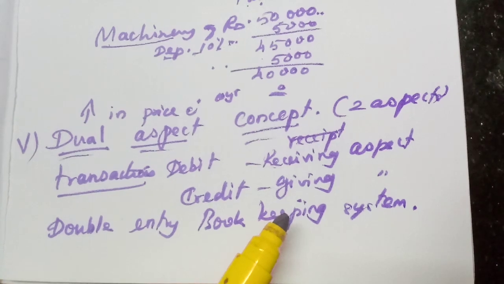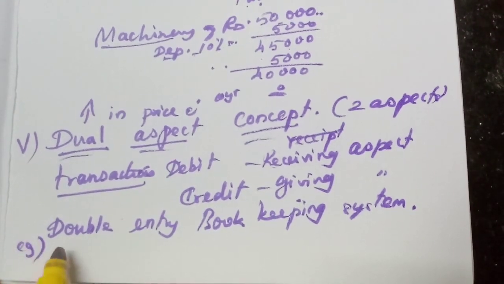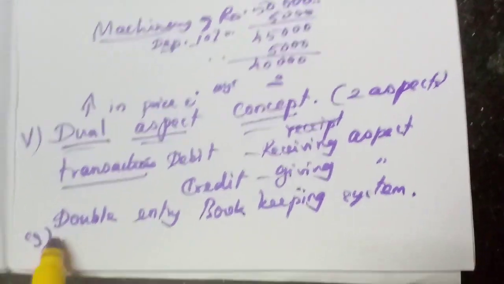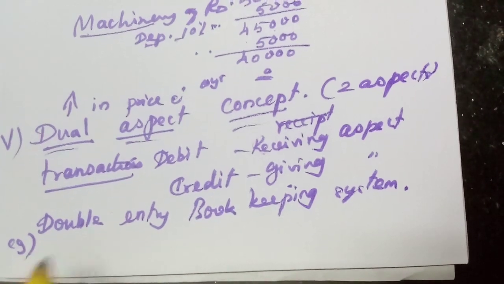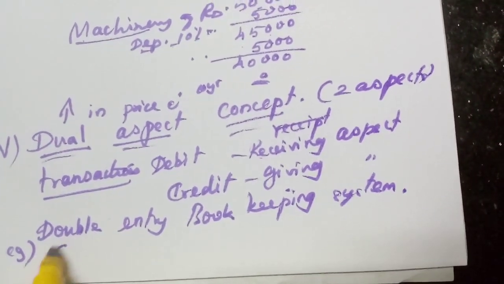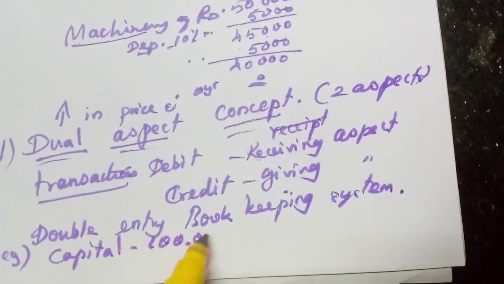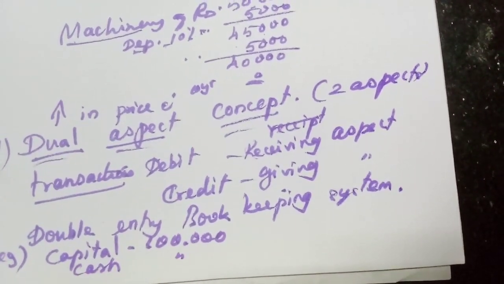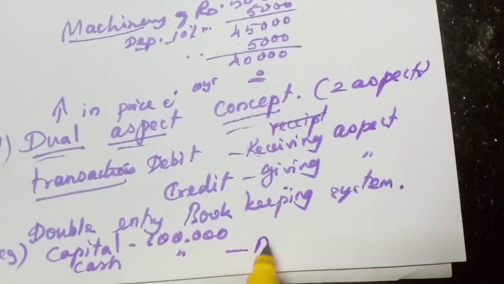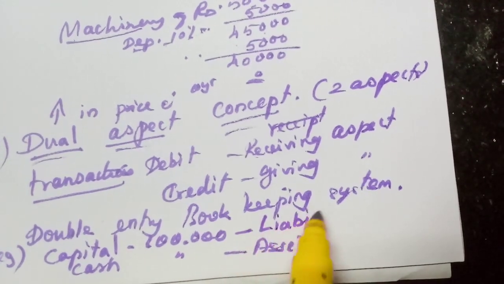So I will give one example. The businessman, or the owner, is introducing capital. Here we have learnt now, the proprietor invests money in the business. That is called the capital. Capital, how much? 1 lakh. So how does he bring that capital? As cash. So cash is the asset, and this capital is the liability.